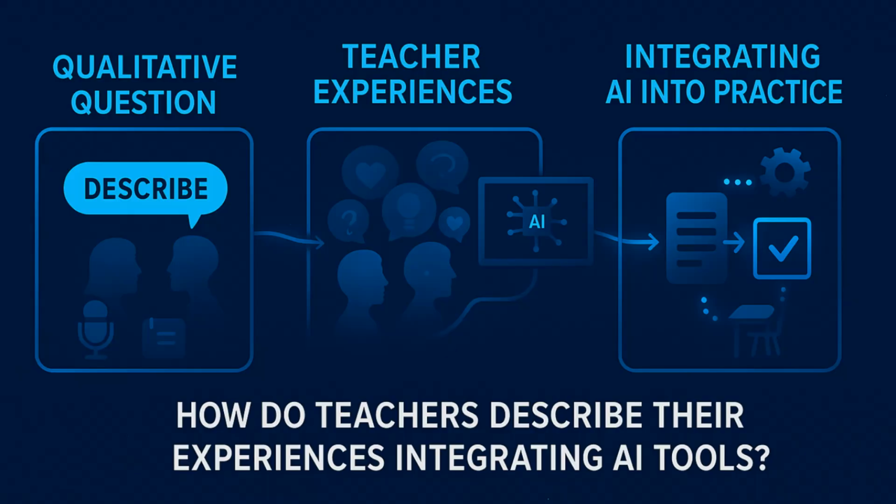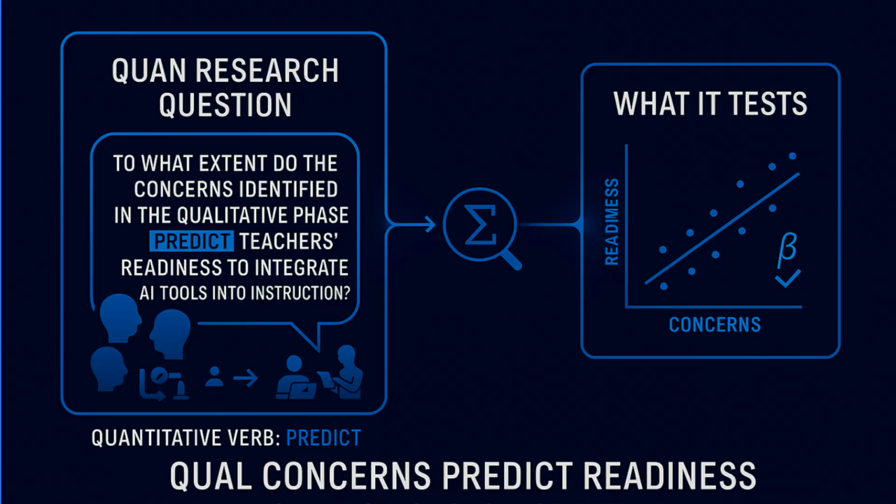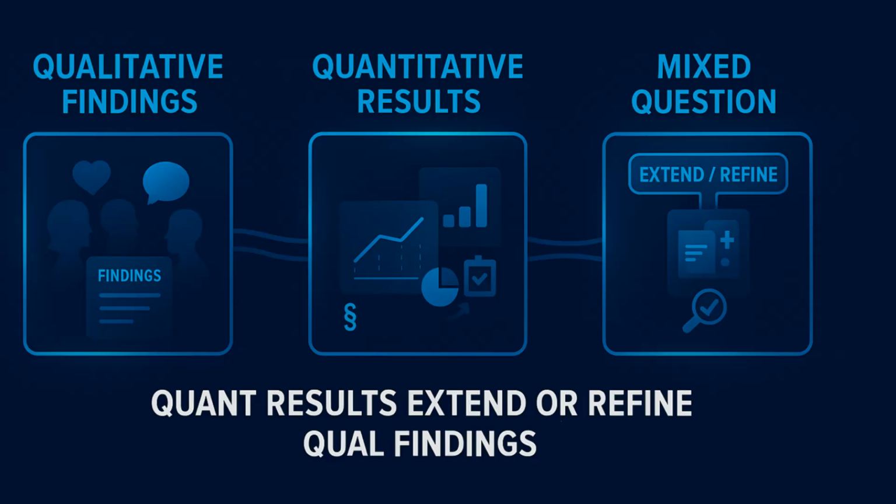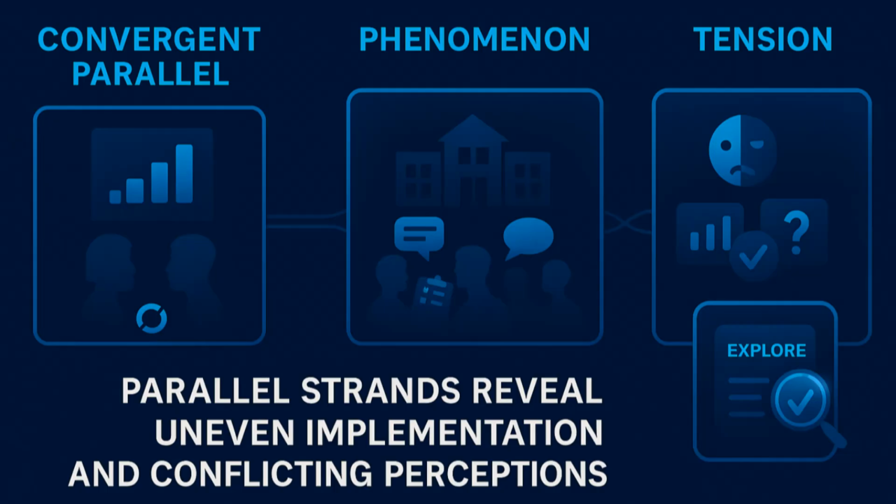The qualitative research question asks, how do teachers describe their experiences integrating AI tools into their instructional practice? The quantitative research question asks, to what extent do the concerns identified in the qualitative phase predict teachers' readiness to integrate AI tools into instruction? The mixed methods question asks, how do the quantitative results extend or refine the qualitative findings about teachers' integration experiences? And finally, imagine a convergent parallel example.